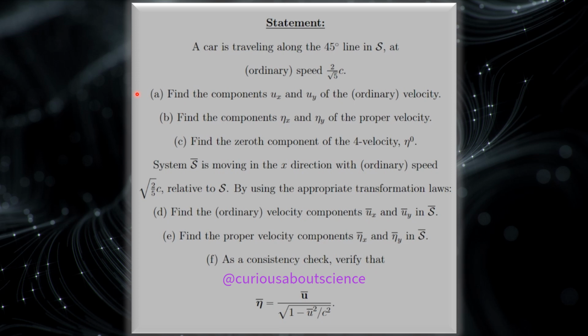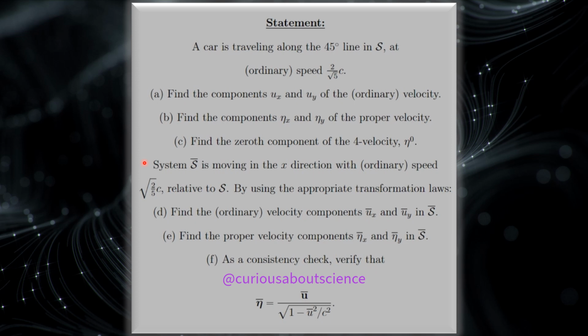A. Find the components ux and uy of the ordinary velocity. B. Find the components eta x and eta y of the proper velocity. C. Find the 0th component of the proper velocity, eta naught. And then in system S bar, we are moving in the x direction with ordinary speed square root of 2/5 times c relative to S.